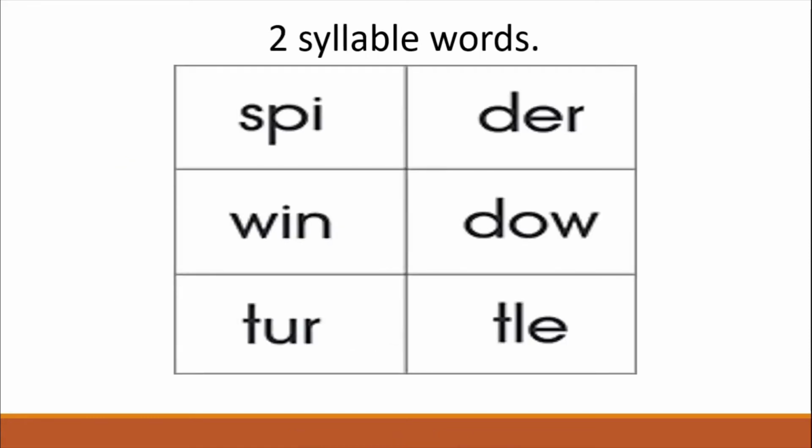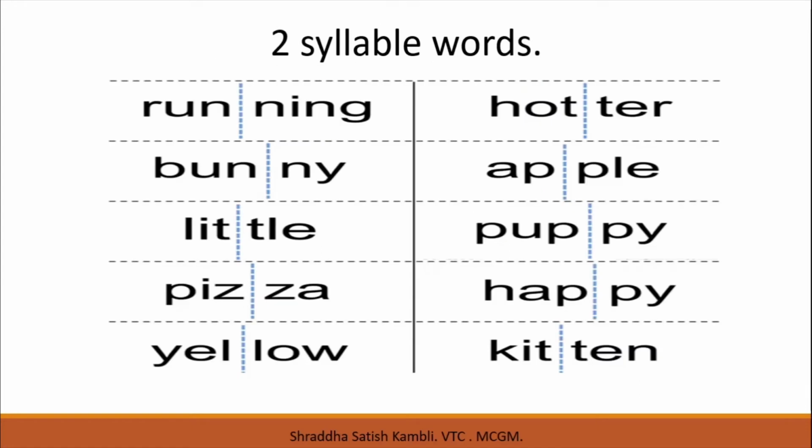So you have spider, which you can cut up into two syllables, and you can say spy, der. So see the sound of the I and the sound of the spy, der. Window, the sound of the I and the sound of the O. Then you have till. Okay, so these are certain two syllable words. Let us look at some more two syllable words.